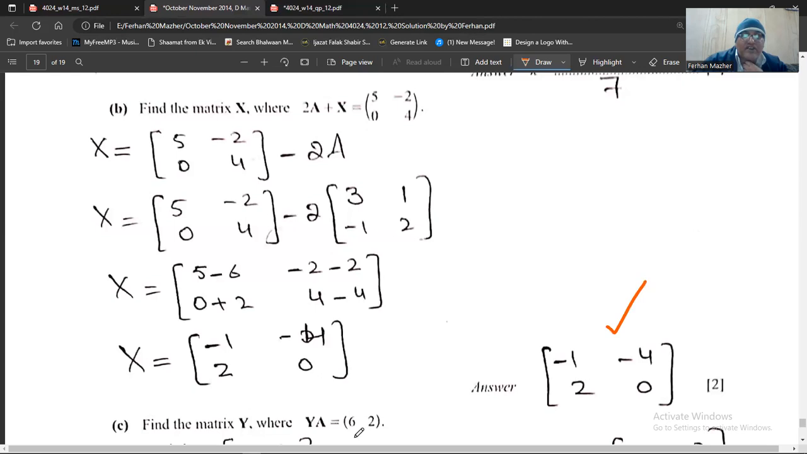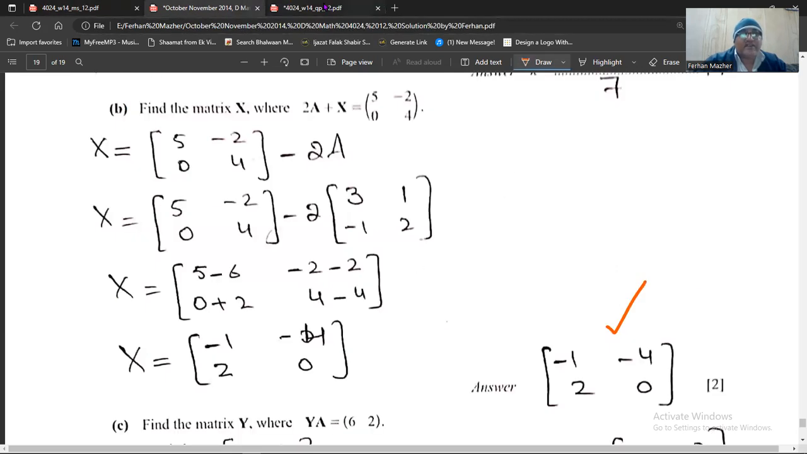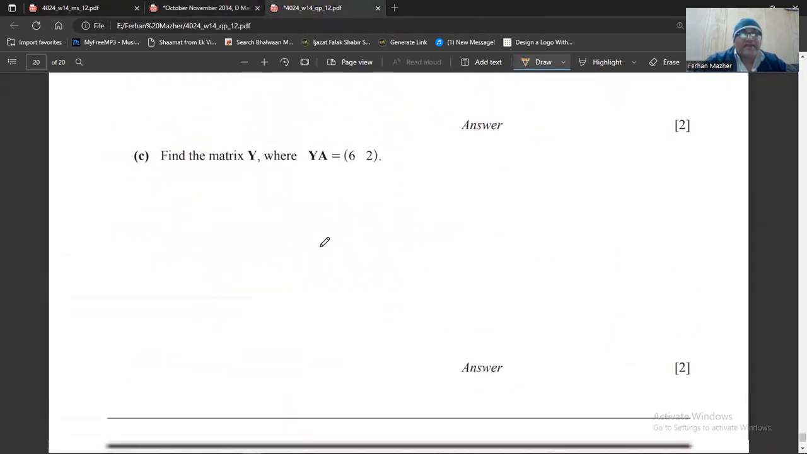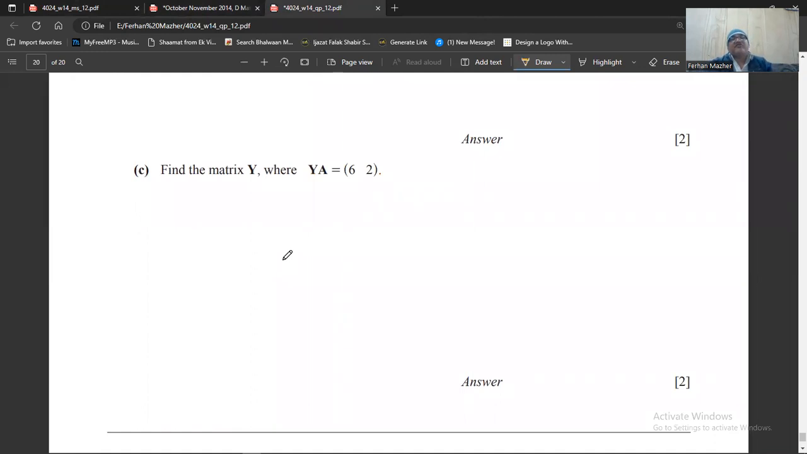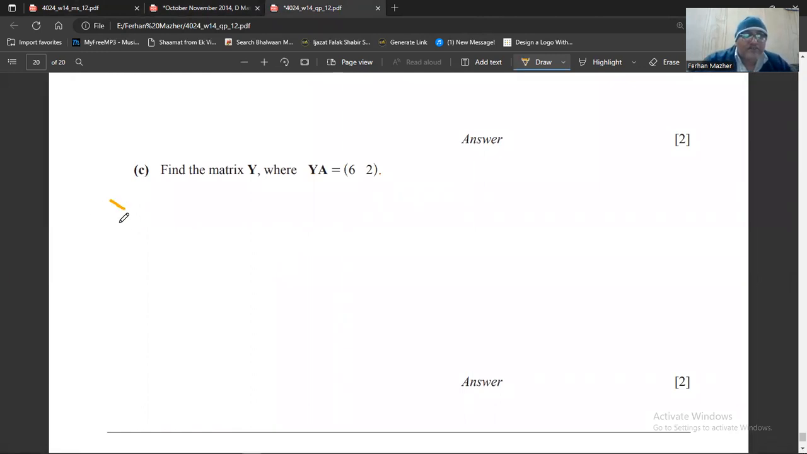So this is how you find the X. Minus 1, minus 4, 2, 0. That's the right answer, sir. Hopefully you understand. Then the question is find the matrix Y when the Y is equal to this. Okay. So you want to find out the value of the Y.